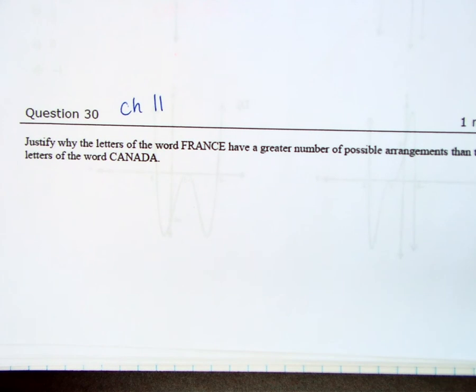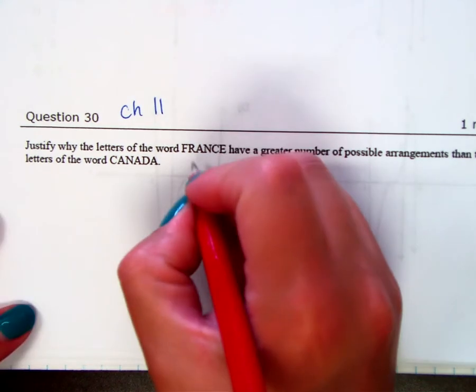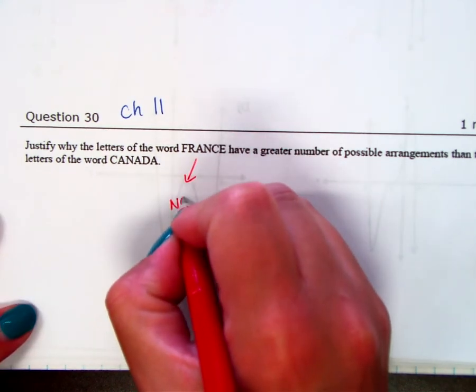Okay, question 30. Justify why the letters of the word France has a greater number of possible arrangements than the letters in the word Canada. Do we have to make the factorial thing or not? Well, we have to justify it. So justify means that we can use words or we can use math. So France has no repetitions. The word France has no letters repeat.